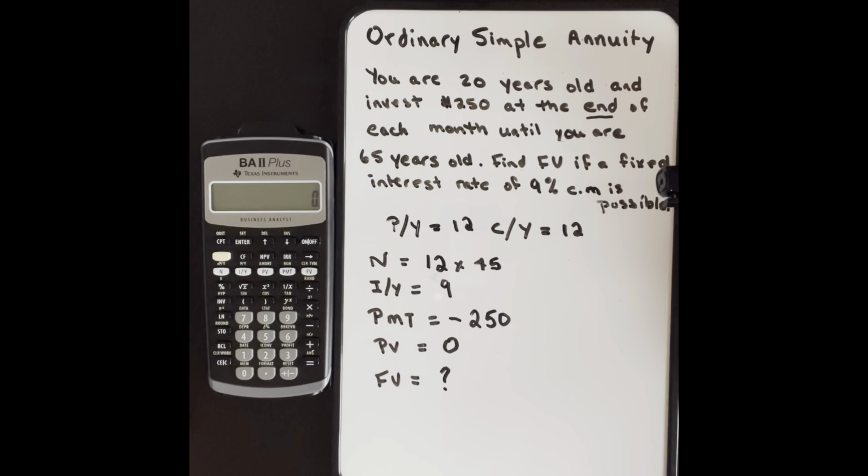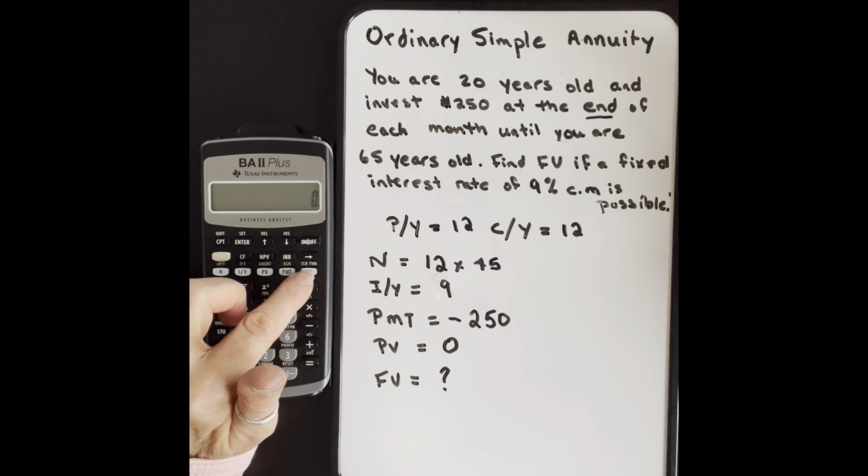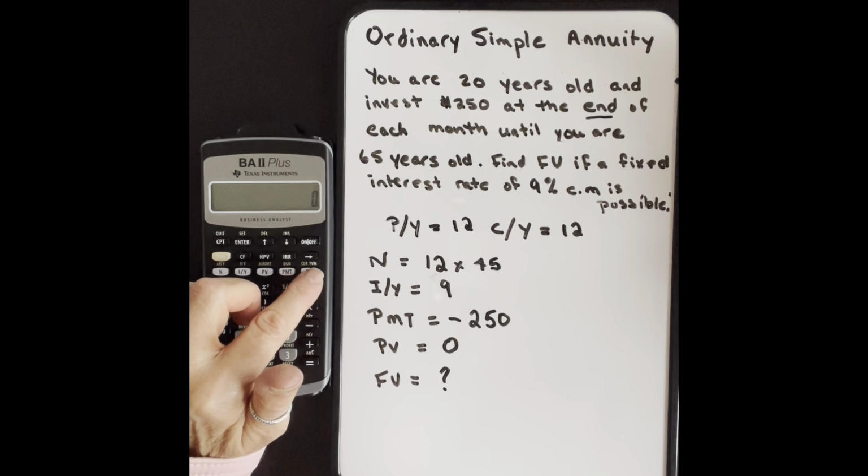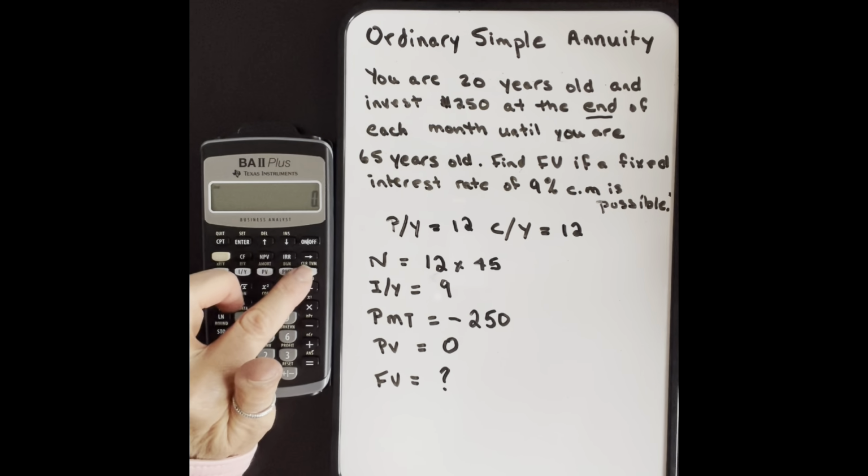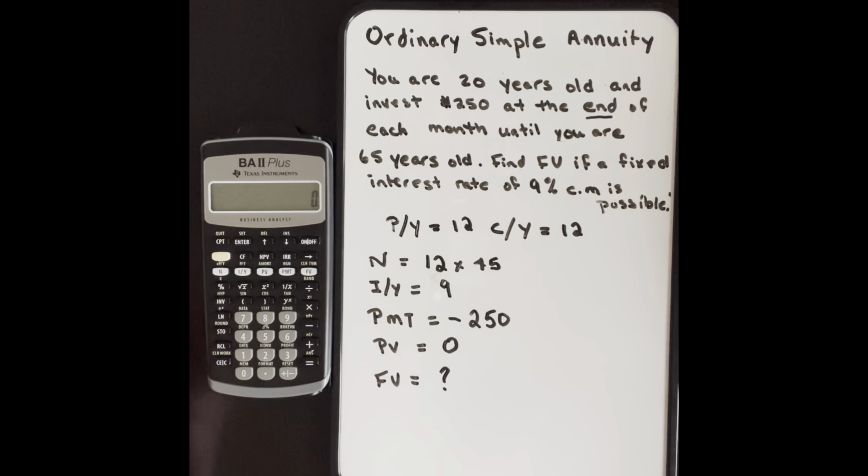First of all, anytime you're doing time value of money questions, make sure you clear any work that may be in there from previous questions. In order to clear it, you have CLR TVM. That's a second function of future value. So go second function, future value, and that will clear any other values that may be in there.